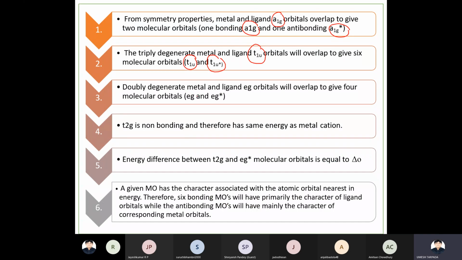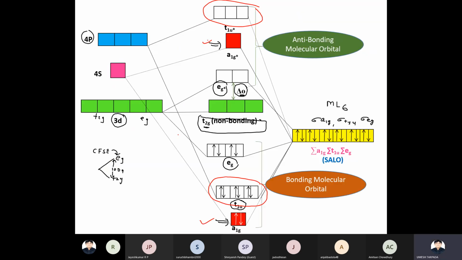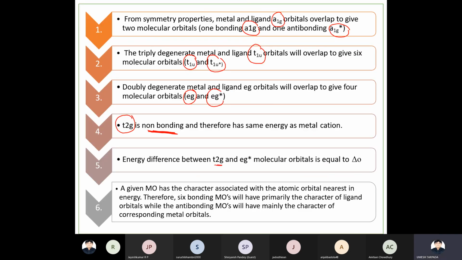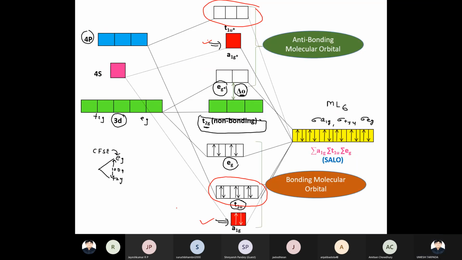And the doubly degenerate Eg orbitals of metals and ligands, they get overlap to give two Eg orbitals, two sets. One is Eg bonding, another one is Eg anti-bonding. And T2G remains non-bonding, and therefore it has the same energy as the metal. You just compare the green line. Now the energy difference between T2G and Eg star molecular orbital is the octahedral splitting, or you can say 10 Dq. So here it is 10 Dq.